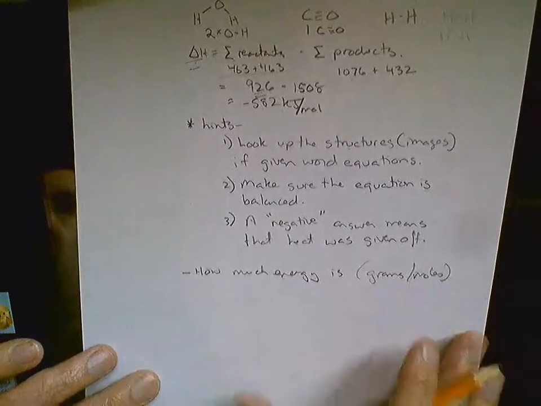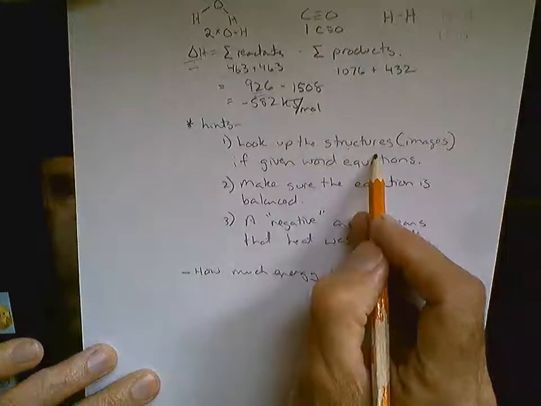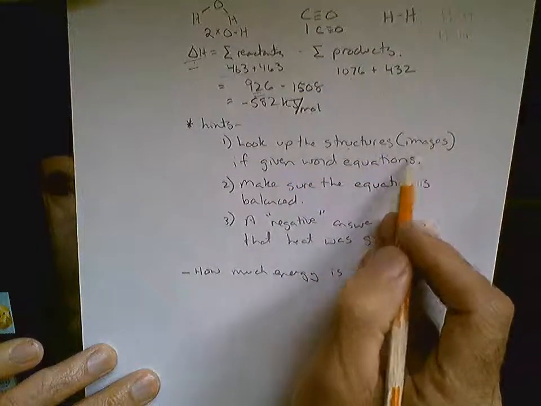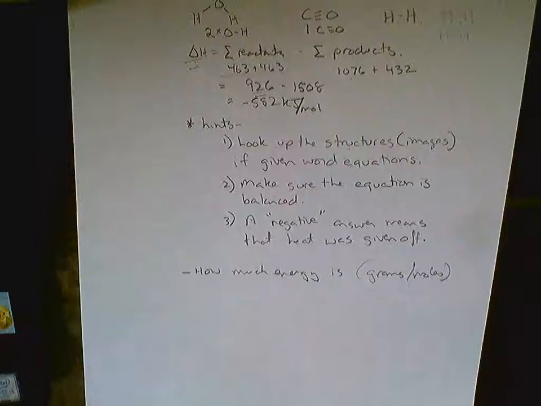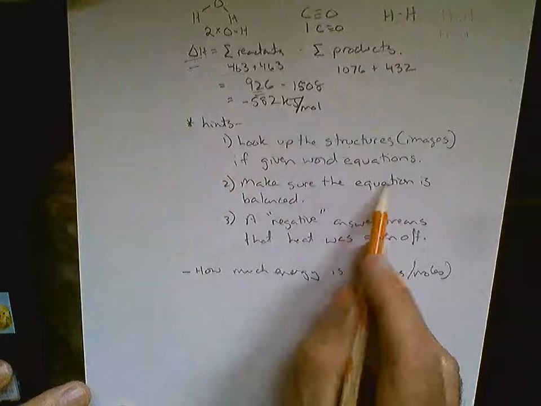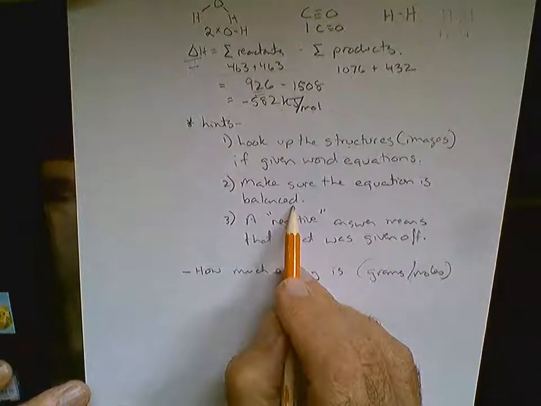Hints for success. Look up the structures. So look the images up if you're given a word equation. So if they said, for example, hydrochloric acid and you didn't know the formula, look up the structure. You'll see it's H with a single bond to Cl. Make sure the equation is balanced. If it's not balanced, this won't work.